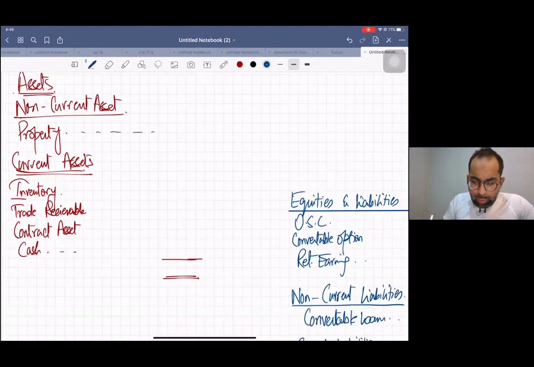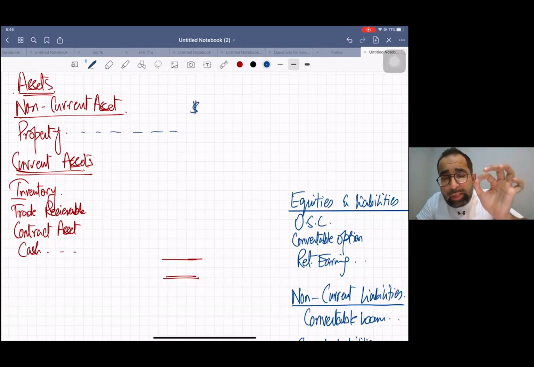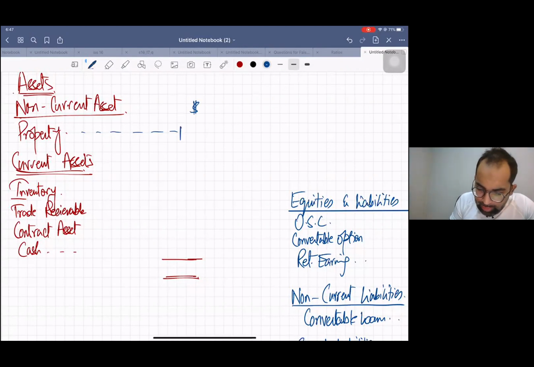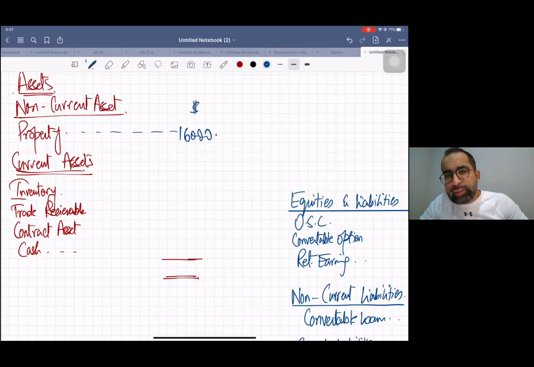Now the balance sheet, asset side. Hope you remember that you did revaluation on the last day and the property came to 16,000. So simply write 16,000. And I think there is no other non-current asset. Go and check the trial balance.